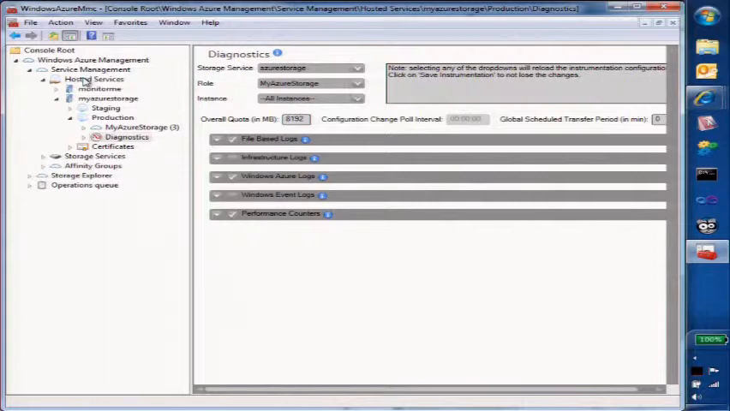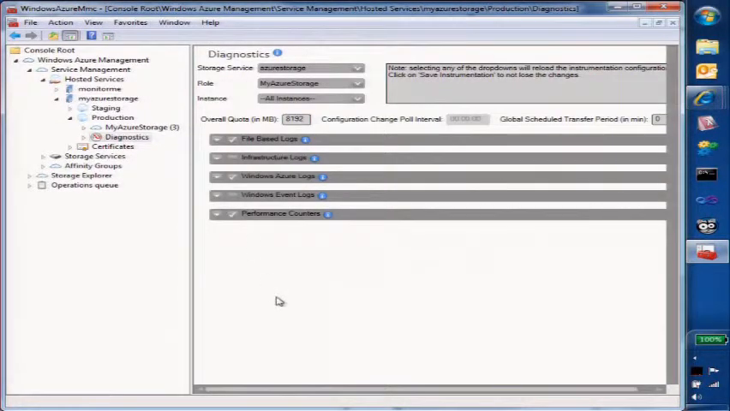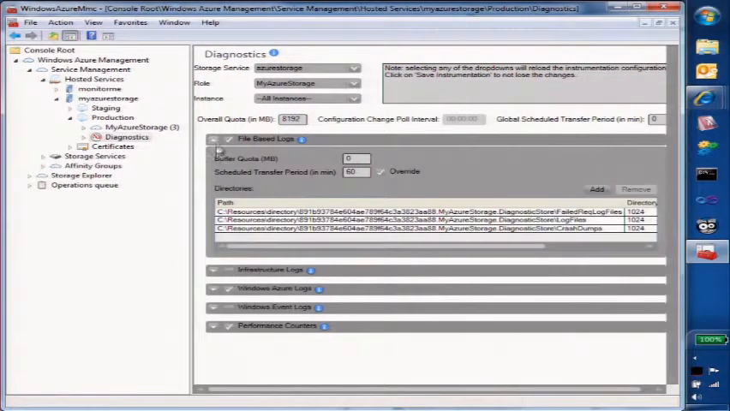So what I have here is, if you look on the side, I have my hosted services. I have the actual hosted service running. So in this case, my Azure storage. And under there, I have my diagnostics capability. What this is, is a view into what I'm monitoring. So again, these match up pretty nicely with what I was talking about, my file-based logs. I'm going after my failed request traces, my log files, and crash dumps, which that blog post was talking about.